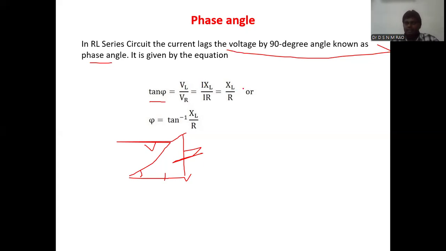XL, as discussed in previous lectures, is the inductive reactance, the imaginary term, and R is the real term. So the phase angle phi equals tan inverse of XL by R. In this way, we will calculate the phase angle. Phase angle phi equals tan inverse XL by R.